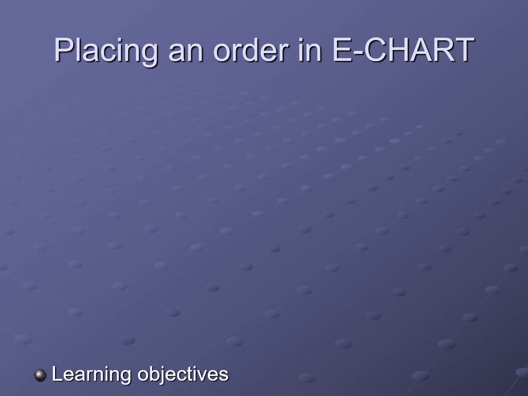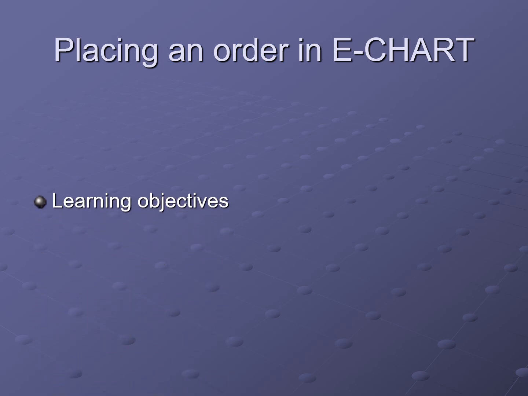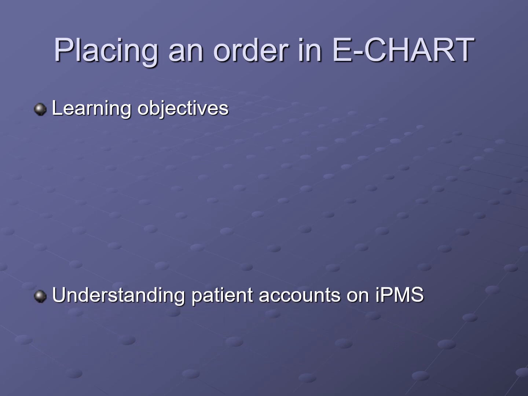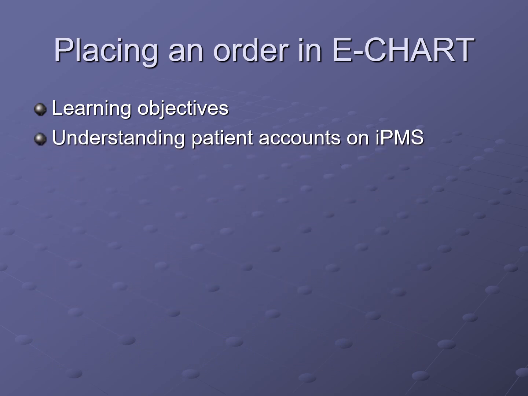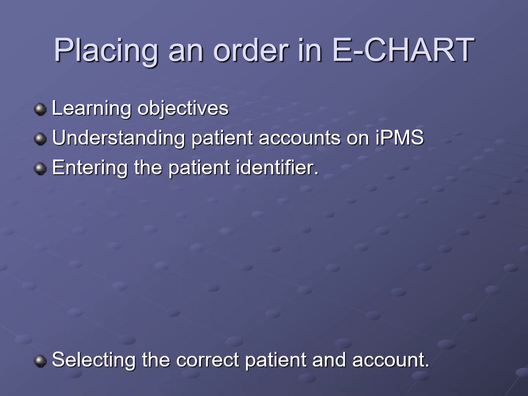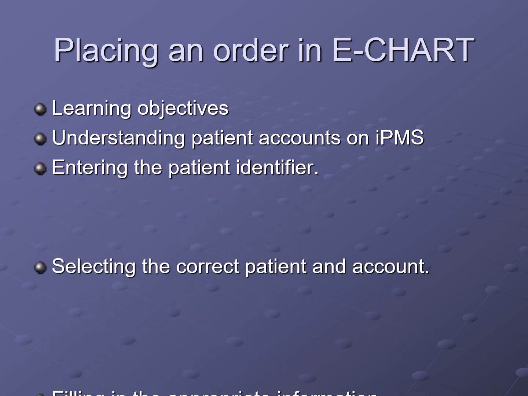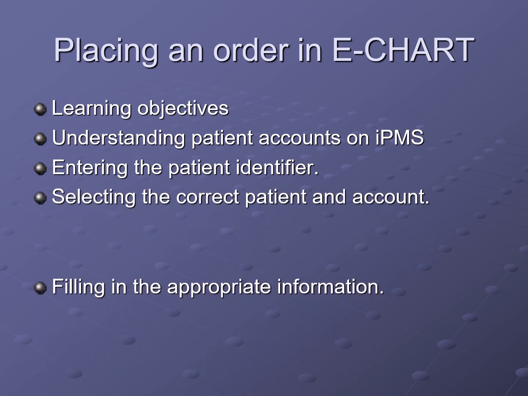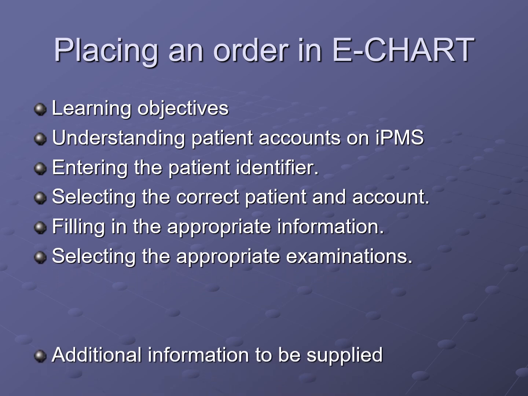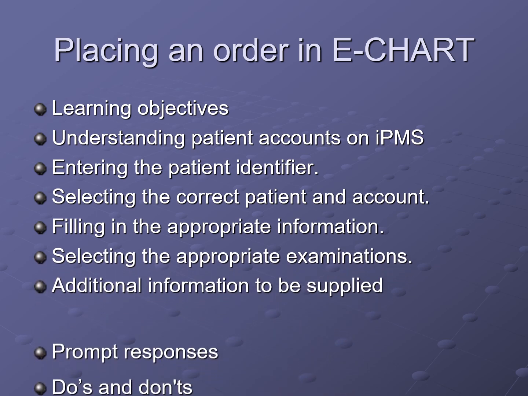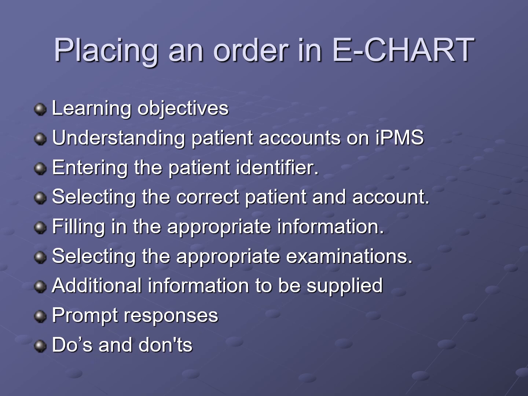We will now go through the process for placing an order through eChart. The learning objectives are understanding the difference between the patient accounts on the Integrated Patient Management System, or IPMS, entering the patient identifier in the search page, selecting the correct patient and account, filling in the appropriate information, selecting the appropriate examination, additional information to be supplied, prompt responses, do's and don'ts.